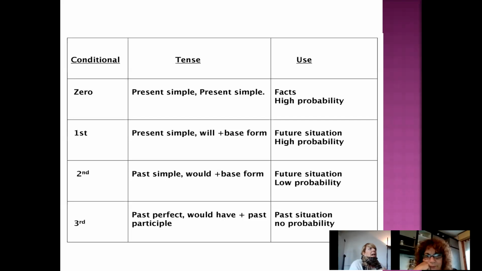Present simple and will plus base form for future situations where we have a high probability. Then we have the second conditional with past simple and would plus the base form, when we have a future situation with a low probability. And of course, the third conditional, past perfect, would have plus past participle, that is a bit complicated, this one. And for past situations, that of course we have no probability anymore, because it's past. Okay, let's get on.